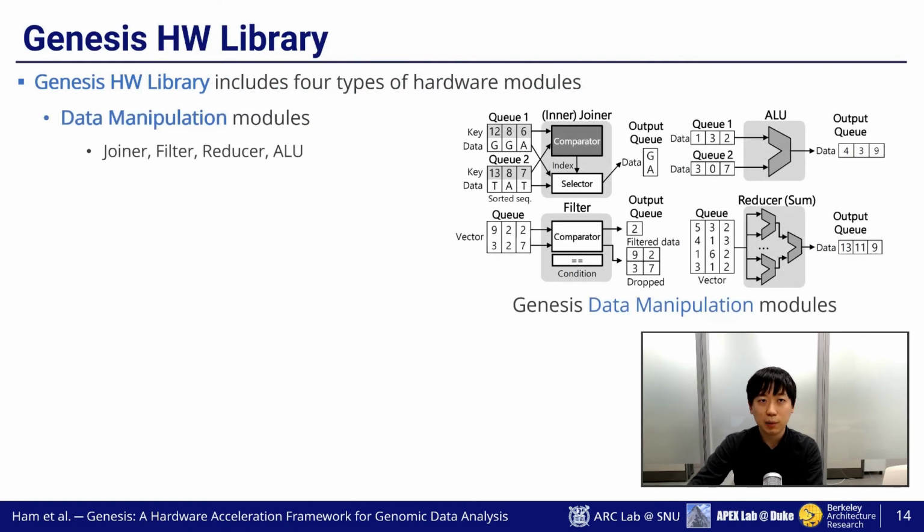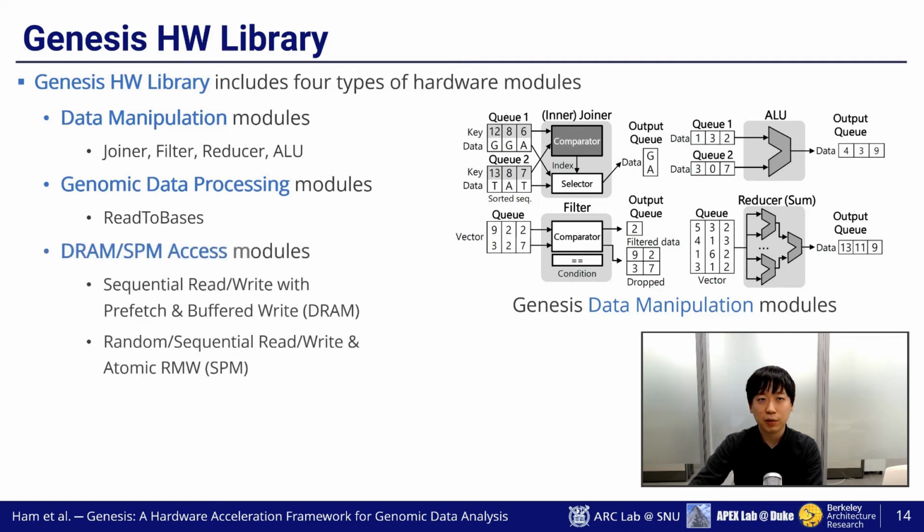The Genesis hardware library also contains other modules that are not utilized in the previous example. Overall, the Genesis hardware library includes 4 types of hardware modules. First, the Genesis hardware library contains data manipulation modules, which are shown on the right. The joiner, filter, reducer accelerate relational algebraic primitive operations, and a combination of these modules can accelerate most SQL queries. Second, the Genesis hardware library contains a genomic data processing module, read-to-basis.